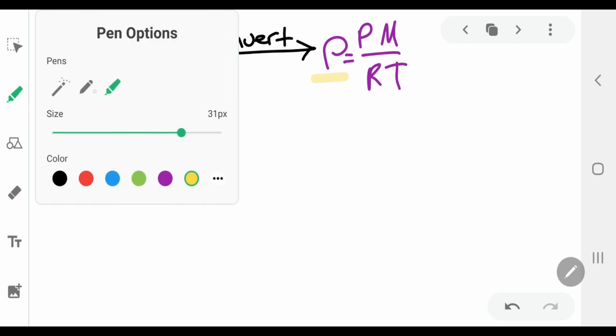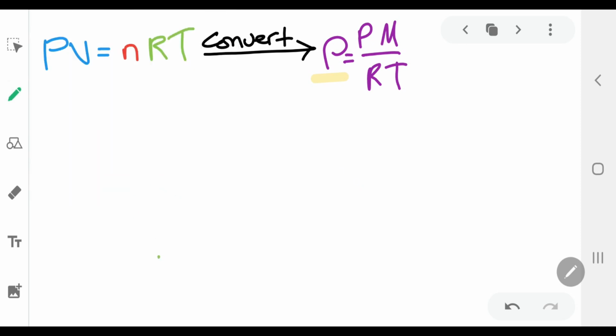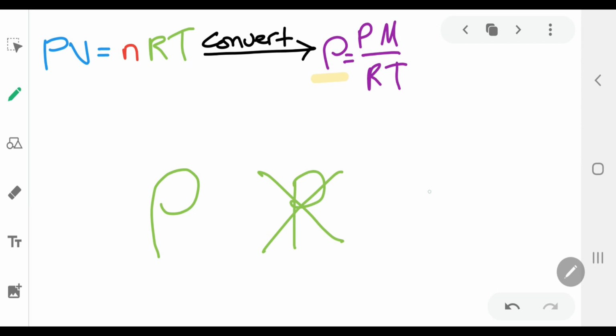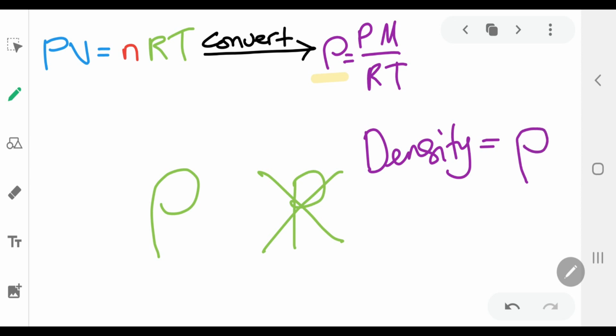And how do you write that? You're going to write it like this. So that is the symbol for density, not like the usual P, not like that. That is the usual P. So I repeat, the symbol for density, you can write it like this.